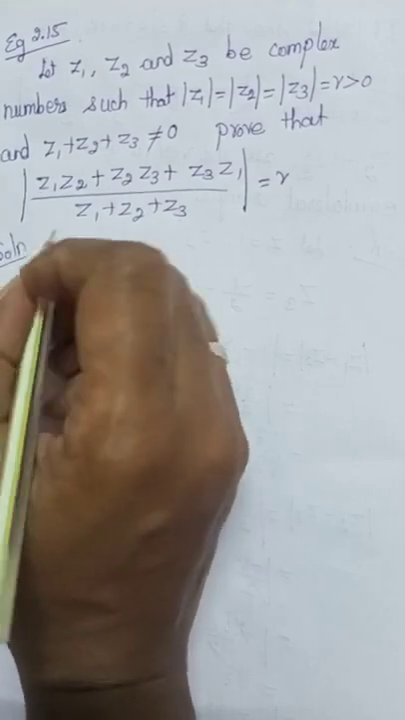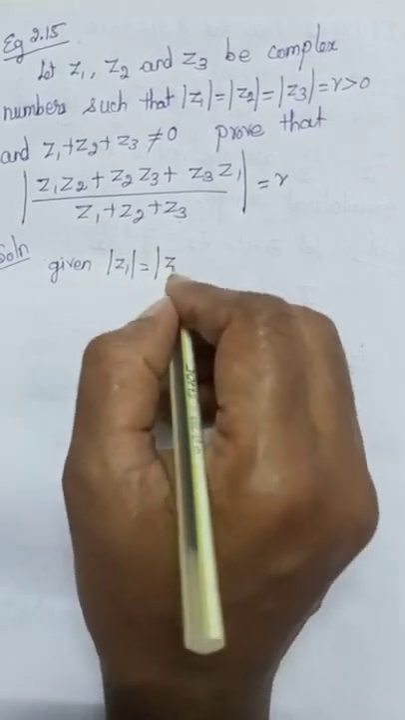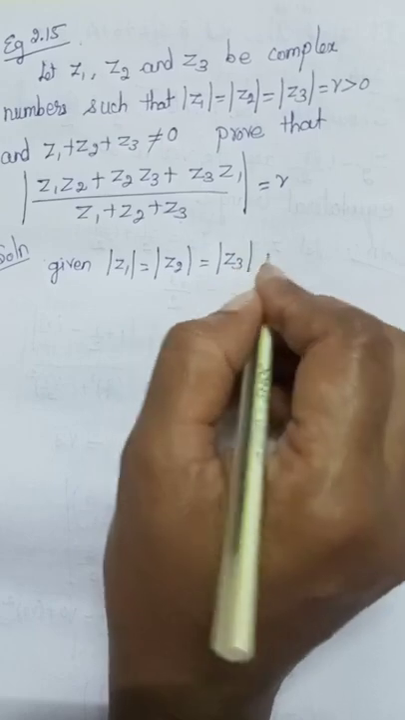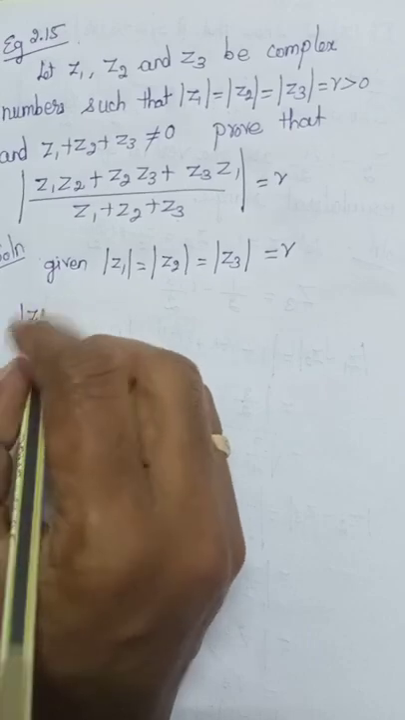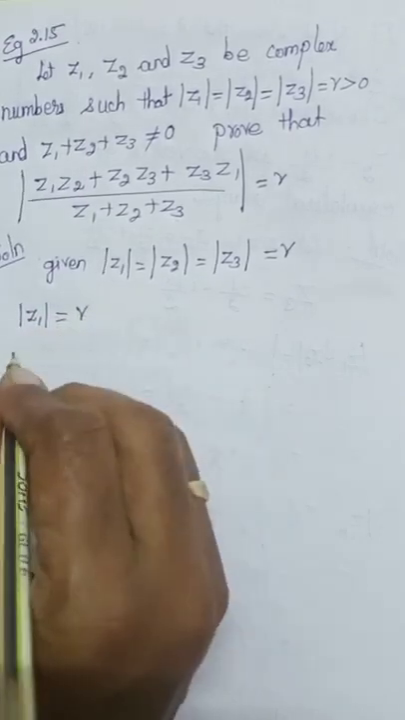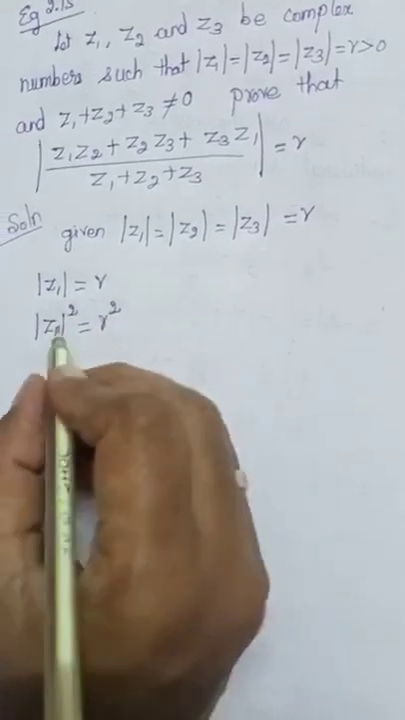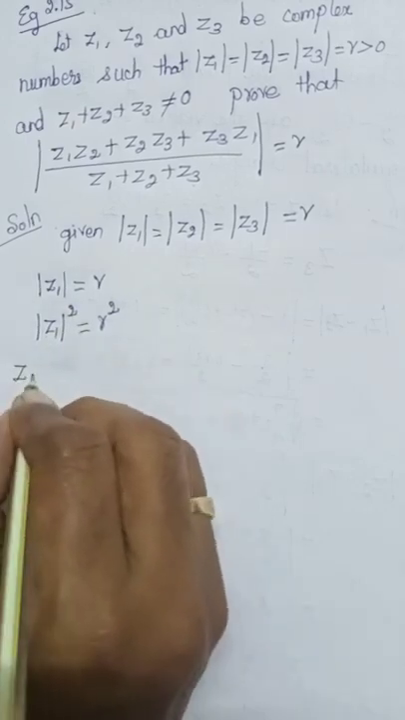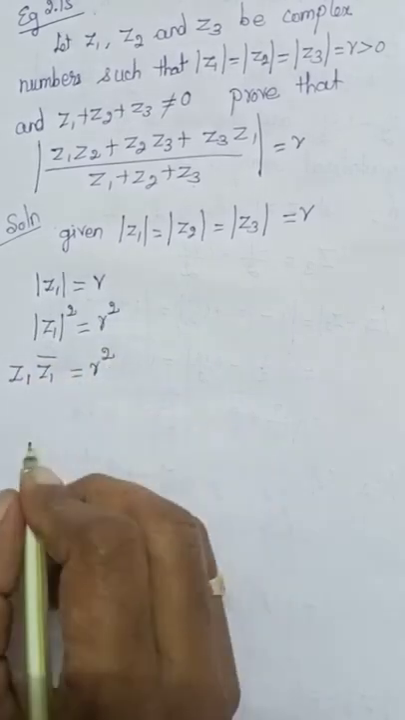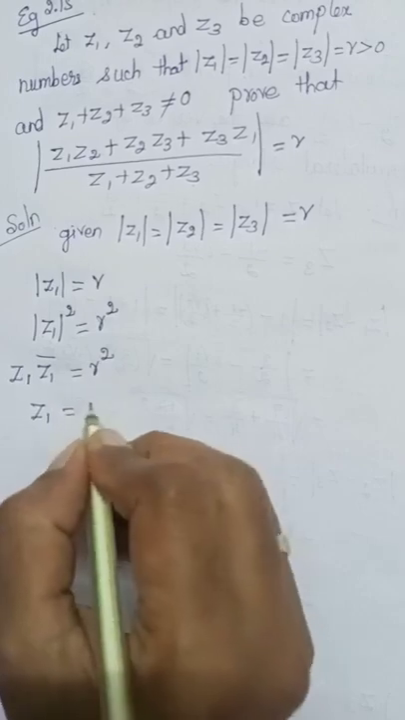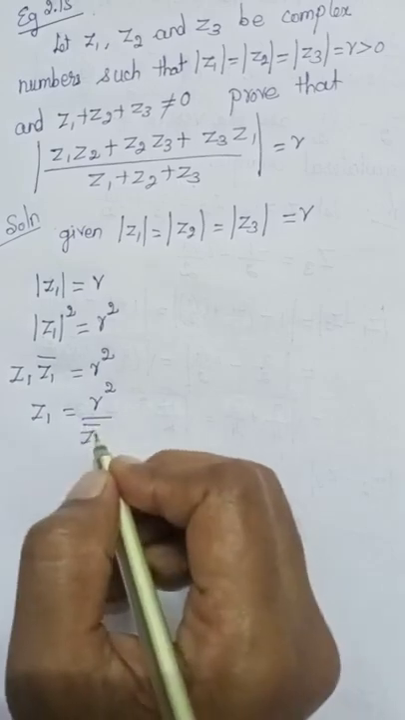So from the given condition, modulus Z1 equal to modulus Z2 is equal to modulus Z3 is equal to R. Shall we separate it? See, modulus Z1 equal to R. So that implies modulus Z1 take square, it will become R square. Modulus Z square can be written as Z into Z bar. So Z1 into Z1 bar is equal to R square. From this I am going to find out what is Z1. We may get R square by Z1 bar.